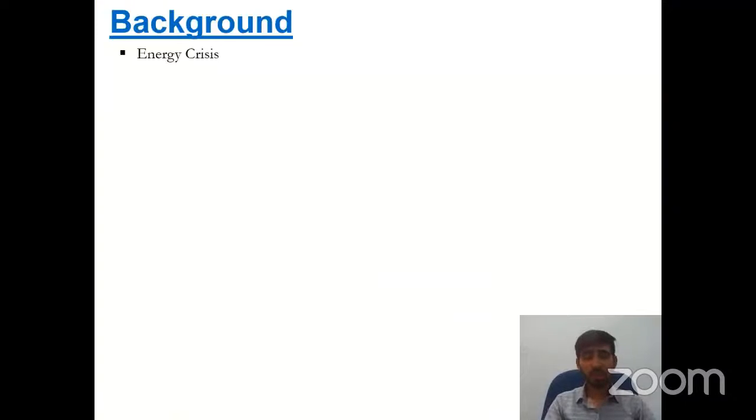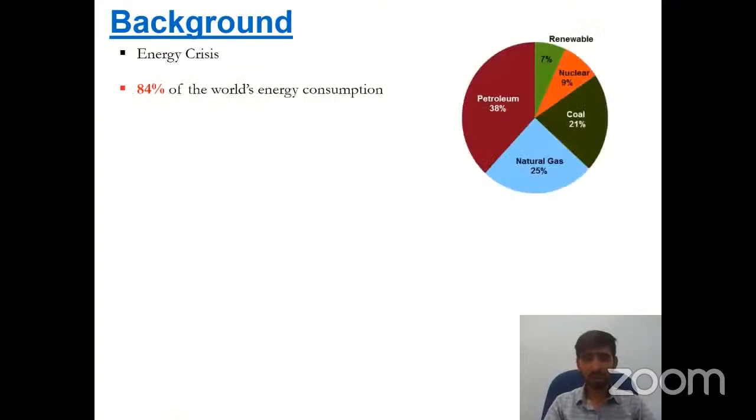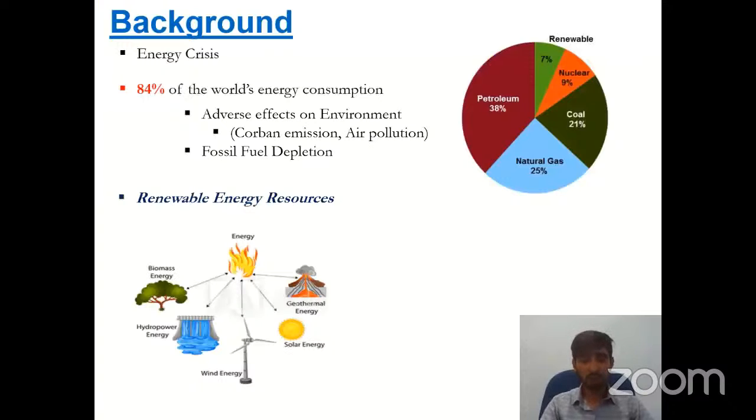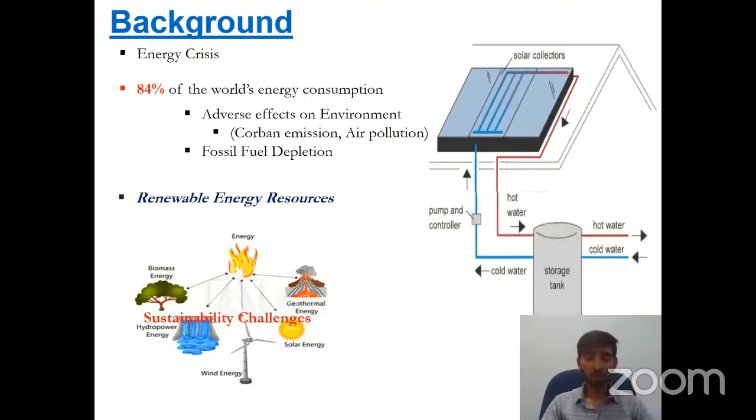As we know, Pakistan has to face an energy crisis. 84% of world energy consumption relies on fossil fuels, which cause adverse effects on the environment, like carbon emissions, air pollution, and also fossil fuel depletion. Researchers provide a solution to this problem in the form of renewable energy resources. There are different types of renewable energy resources available, but a few of them cause sustainability challenges. The solution to these problems can be provided by integrating the energy production system with an energy storage system. There are different types of energy storage methods and materials available to store thermal energy.